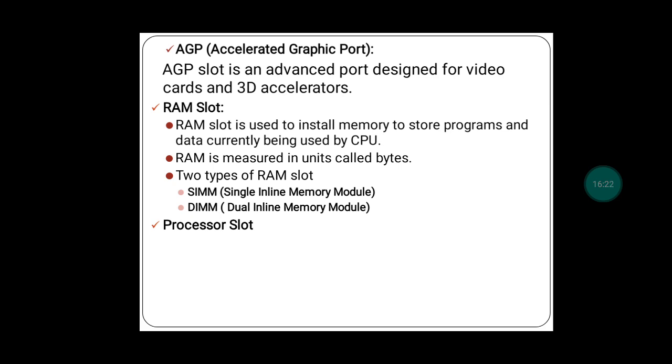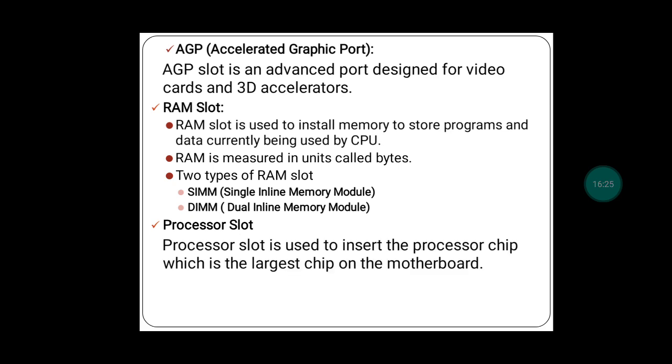Next slot is the processor slot. As the name suggests, we use this to insert a processor chip, which is the largest chip on the motherboard. Which processor are we using? We are using i3, i5, i7. These are the processors. To insert those processors onto the CPU on the motherboard, we use a slot called the processor slot. So the processor slot is used basically to insert a processor chip, which is the largest chip on the motherboard.